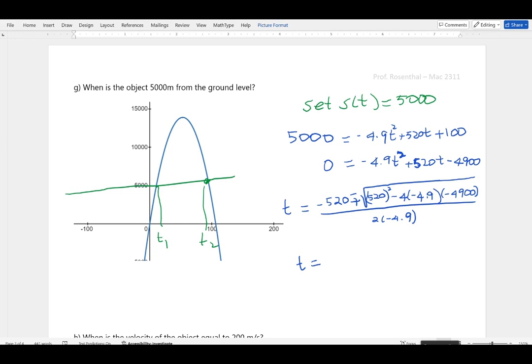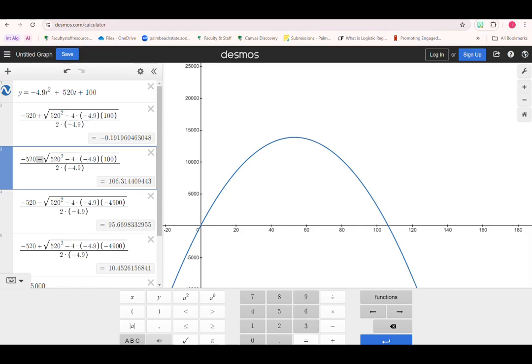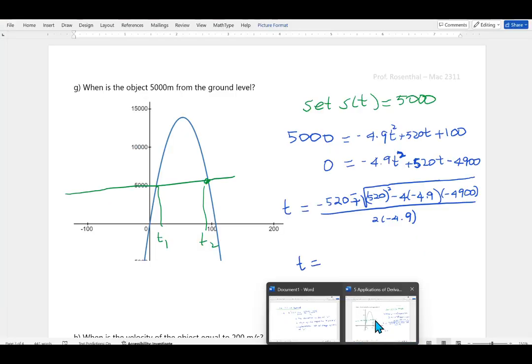Okay, so hopefully you already tried it, and I just used the quadratic formula once again. And when we simplify this, it turns out that we're going to have two answers, and I've already entered them over here. So it's this one and this one. So when you have a negative 520 minus that big square root over the quantity 2 times negative 4.9, you're going to get 95.6 or 95.7 roughly. And when you have a plus in the middle, you're going to get 10.45 or 10.5 roughly. So those are going to be the answers for that question.